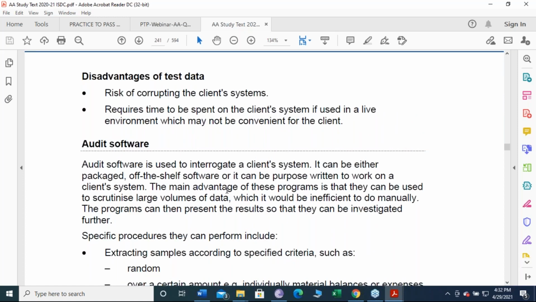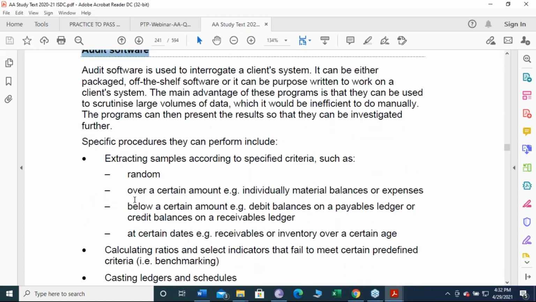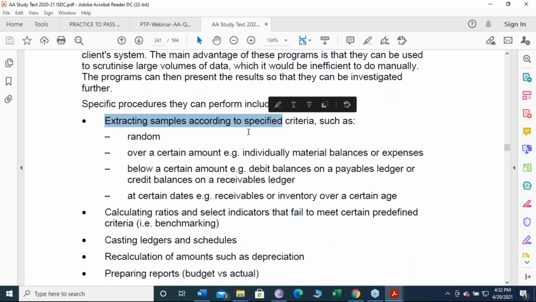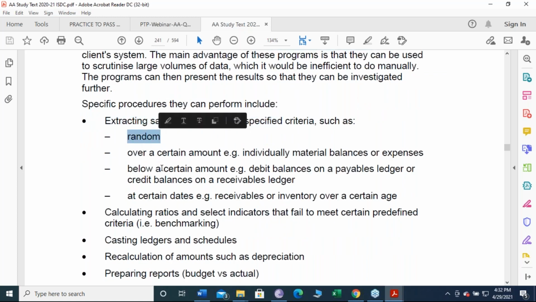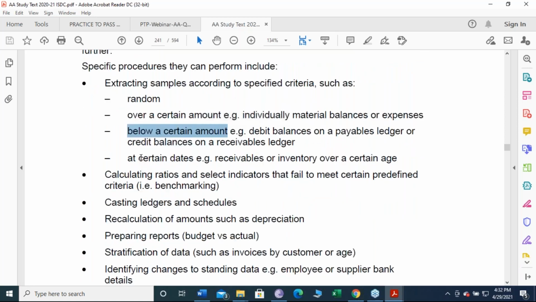The second type of computer assisted audit technique is called audit software. What does audit software mean? Audit software is used to interrogate a client system. You can use off the shelf ready-made software, or you can use customized software. What does audit software do? Audit software can select samples for you: a random sample, a sample over a certain amount, a sample over a certain date, a sample over a certain age.